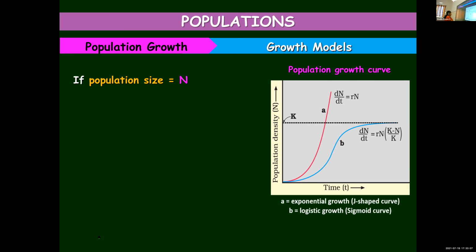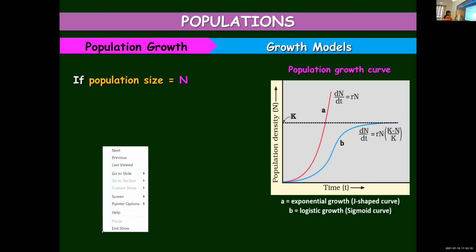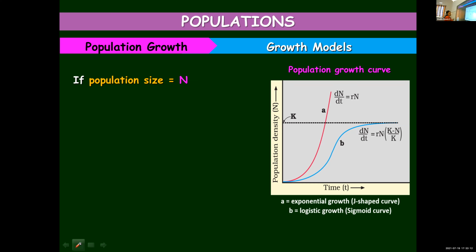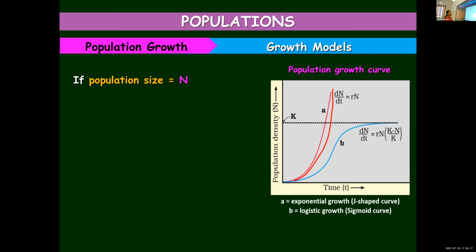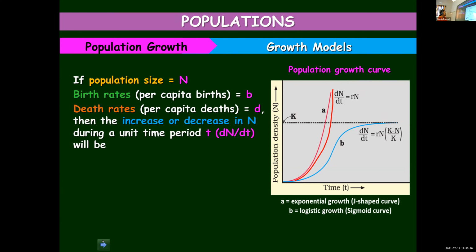It looks like J, and here you can see it slowly increases, and then there is a steep increase in the population density with the passage of time. And if population size is denoted by N, birth rate by B, death rate by D, then the increase in the population during a given period, dN by dt, can be represented as dN by dt is equal to (B minus D) into N.